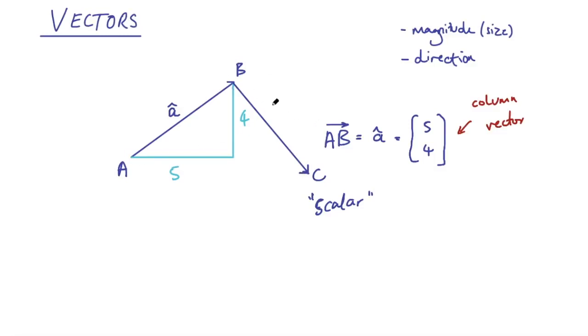I could label this vector B, and I could say A plus B, and I could work out what that new vector is, and that vector would go from A to C. So A plus B would be the vector AC, and I could label that C. So we can add vectors, we can also subtract them to find new vectors.